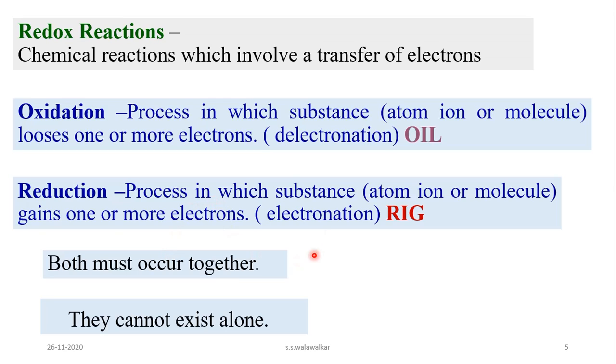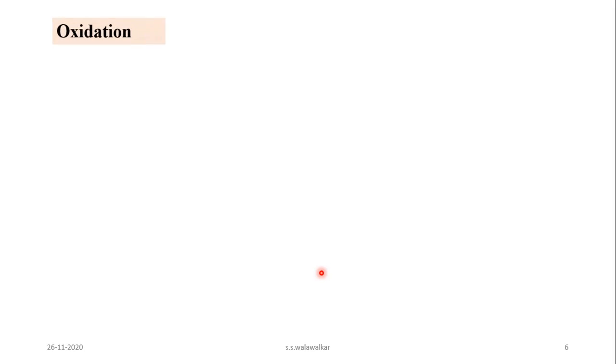Oxidation followed by reduction. So a redox reaction is a combination of oxidation and reduction reactions. One species loses electrons and the same number of electrons are accepted by another species. So such a reaction is called a redox reaction. Now let us see some examples of oxidation reactions.